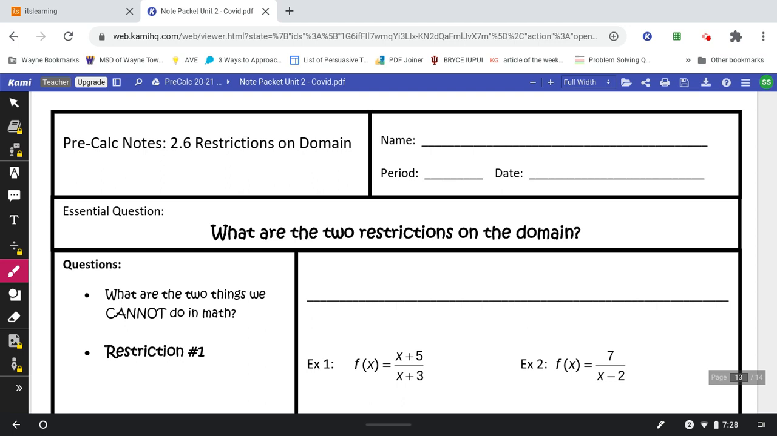The first is you cannot square root negative numbers. Right? You can't take the square root of -4, not without getting imaginary numbers. And we are not going to deal with imaginary numbers quite yet. The other thing you can't do in math is divide by 0. If you did 8 divided by 0 in your calculator, you would get an error message.